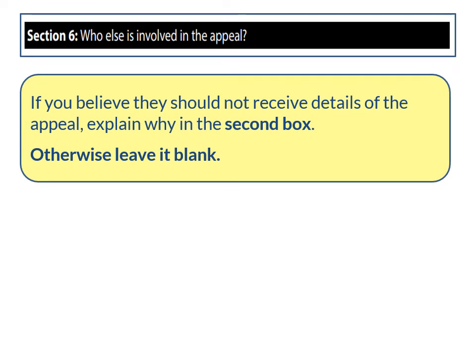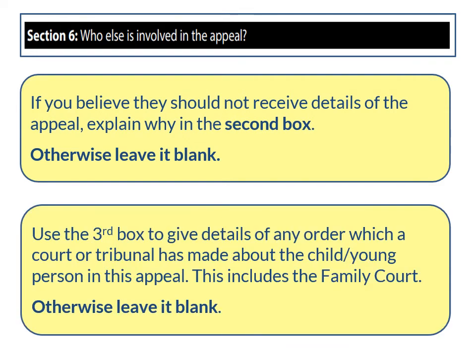However, if you believe they should not receive details of the appeal, you can explain why in the second box. If this does not apply to you, leave these first two boxes of Section 6 blank. Only use the third box to give details of any order which a court or a tribunal has made about the child or young person in this appeal, including the family court. If this does not apply to you, leave this section blank.